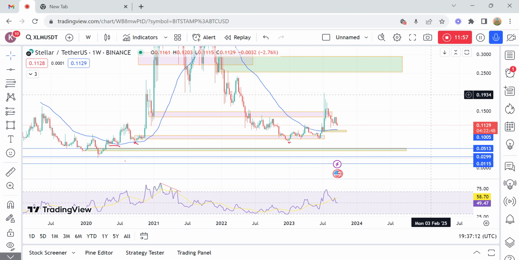The 0.0115 level is not very likely, but at least XLM will go to the 0.0513 level. The next stop will be the 0.0299 level. And if there is so much volatility, maybe we can drop down to the third level, which is the 0.0115 level. Yeah. So this is my analysis. In fact, this is not financial advice, but this is what I think XLM is likely to do.